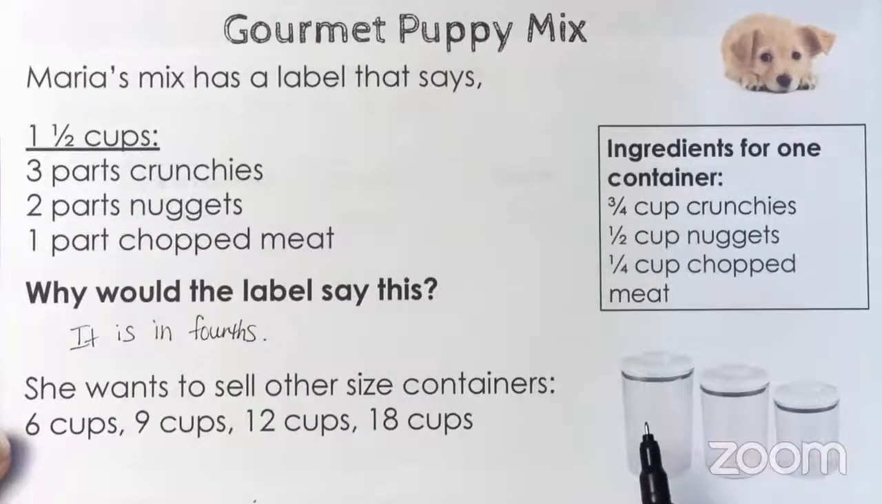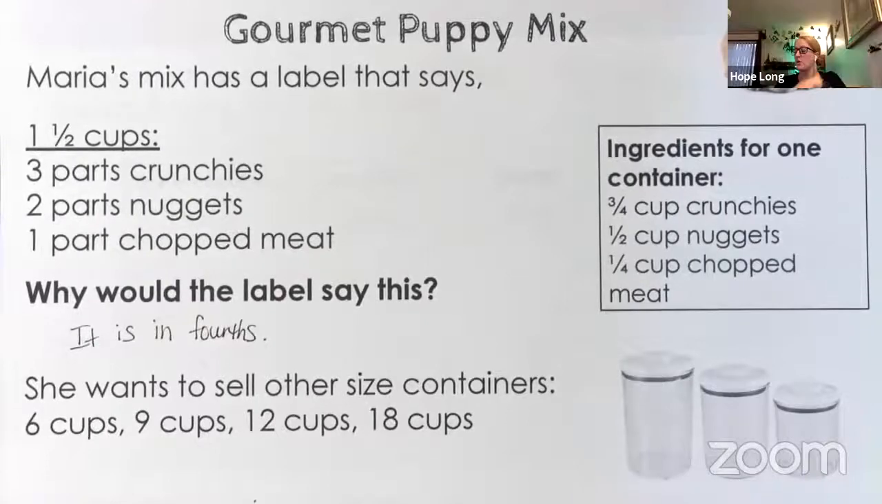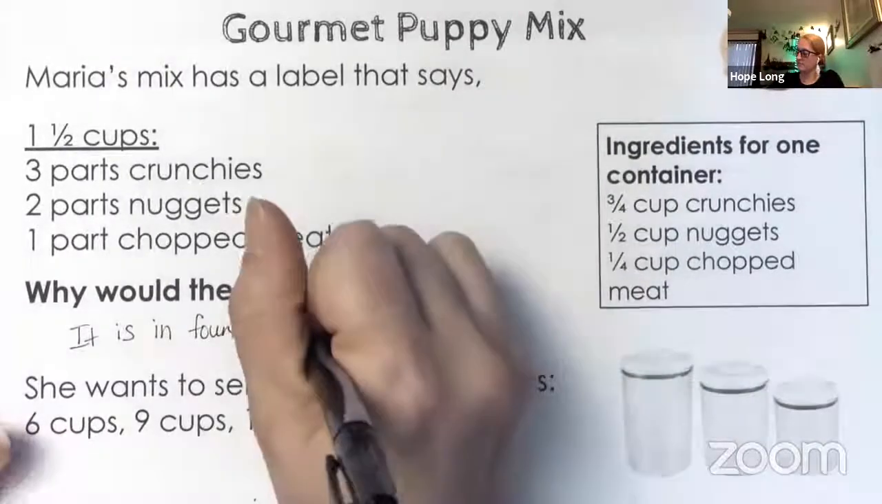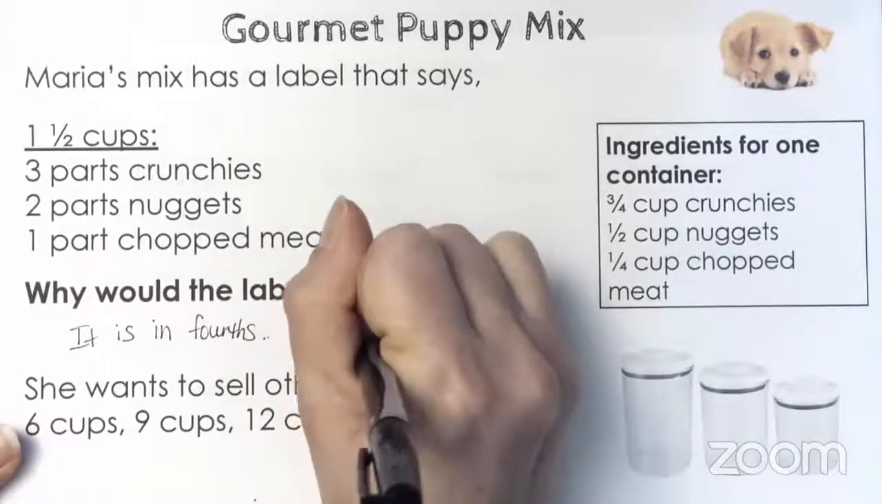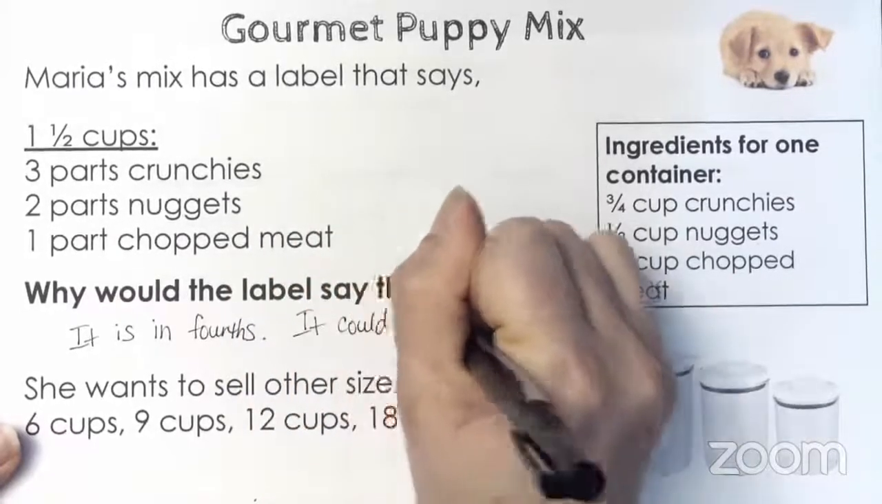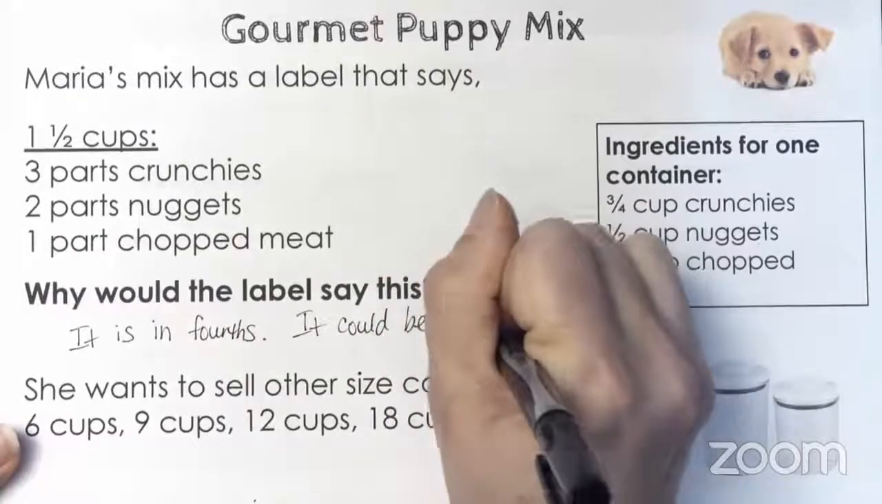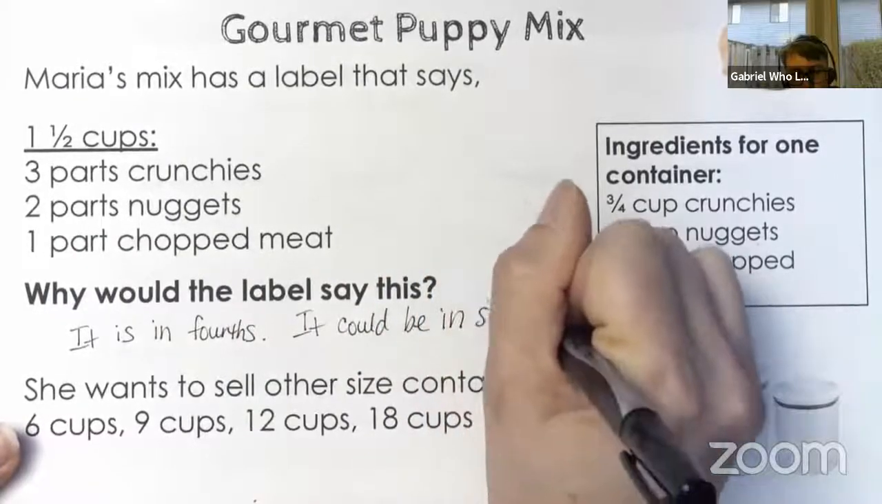Can it be like a different measurement? Yeah. How it like everything is 6? And can you explain that a little bit further for us? Because the 3-part crunch, 3 6 crunchies, 2 6 nuggets, and 1 part chopped meat. Okay.